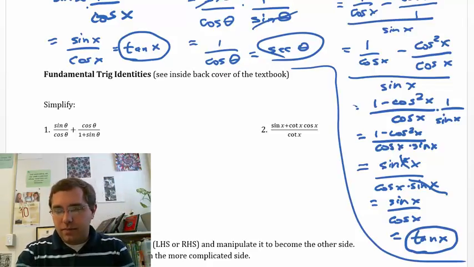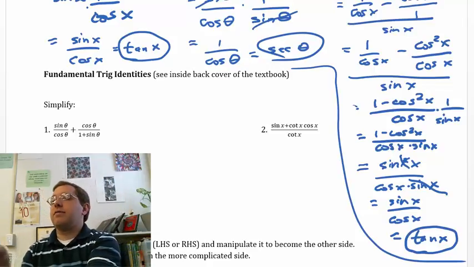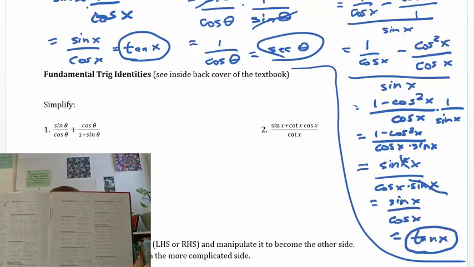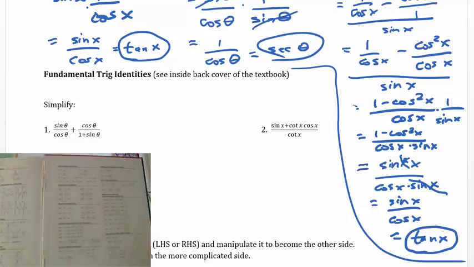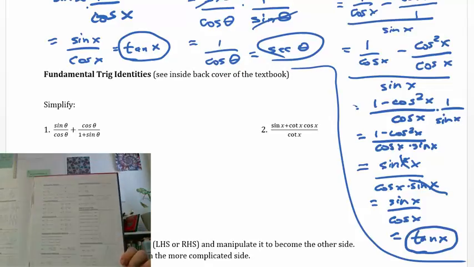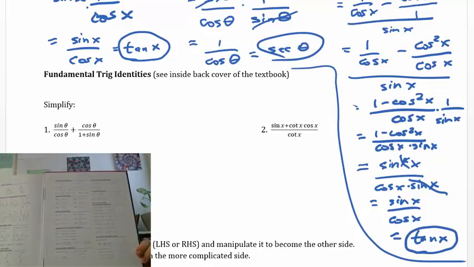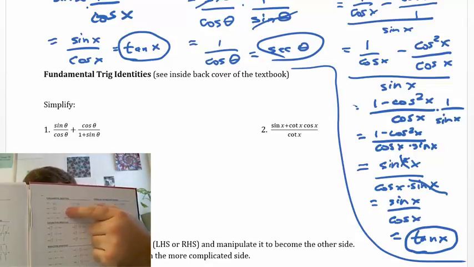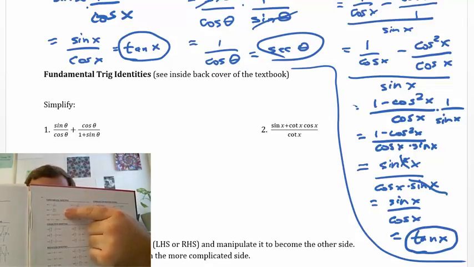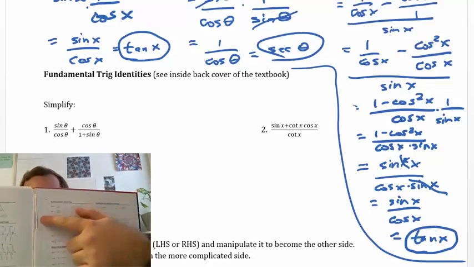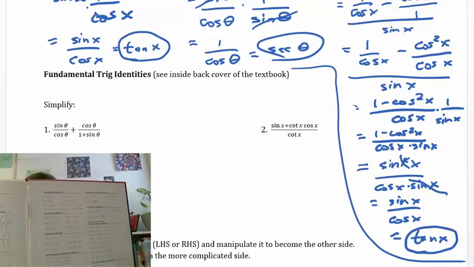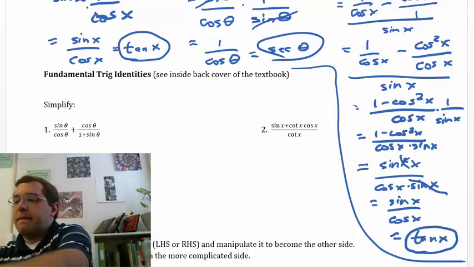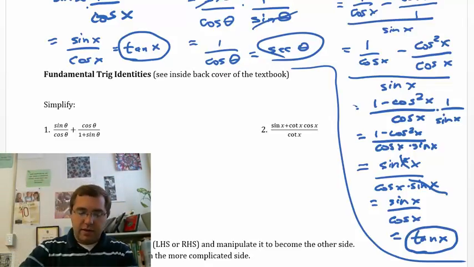If you take out your book, on the inside back cover of your book are all of the trig identities that we're going to be learning in this chapter. There's a lot of them. Right now, all we're focusing on are these ones called the fundamental trig identities. So that's what you should be using as your toolbox, your toolkit for these problems. Let's use those to simplify these expressions.